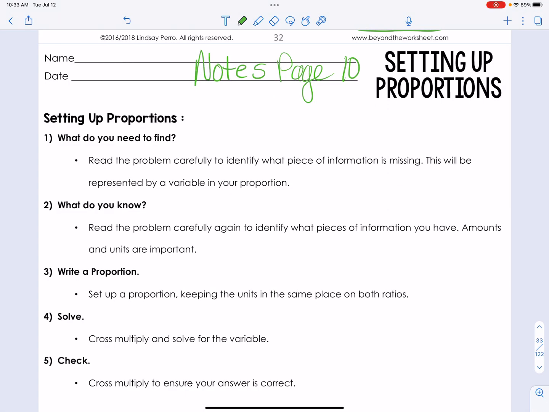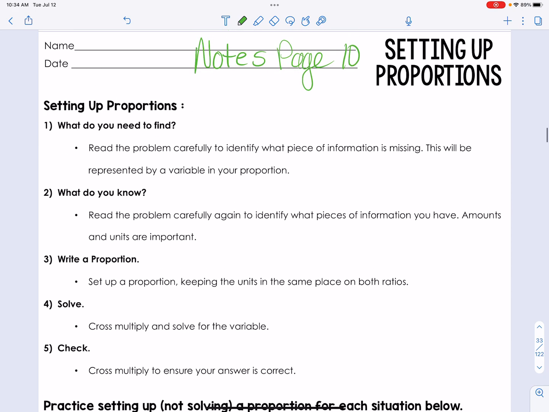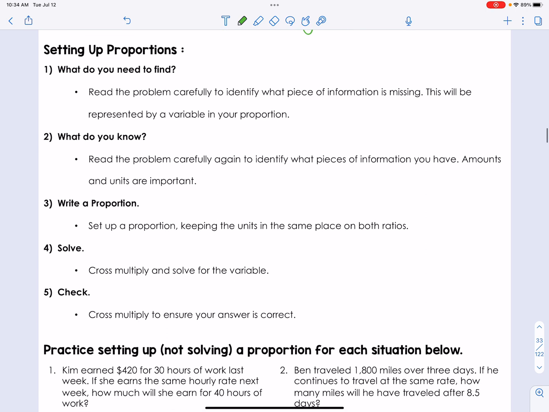All right, so go ahead and turn in your blue packet, your notes, page 10. What you need to do, we're going to talk about those word problems that we kind of did at the end of the last video. So just kind of working on that a little bit more. This will give you a checklist, so you can turn to the notes, page 10, if you're stuck on these.